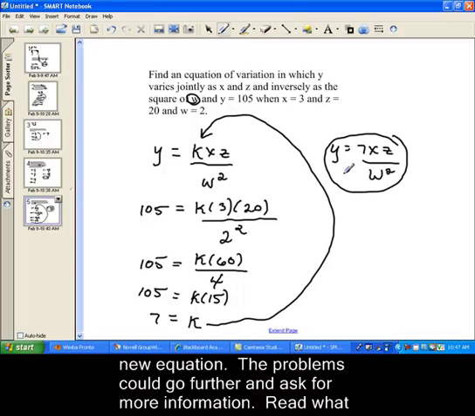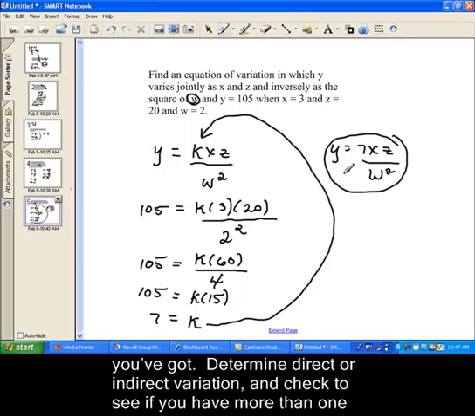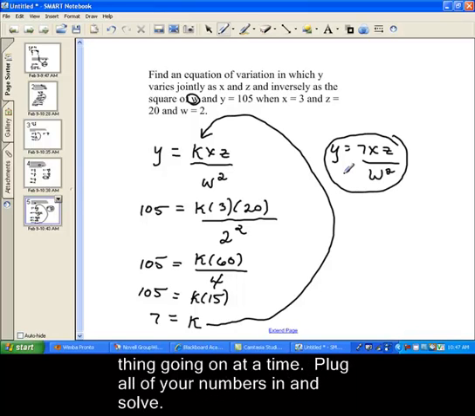So in these problems, it's just a matter of reading what you've got, determining whether you're doing direct variation or indirect variation, checking to see if you have more than one thing going on at the same time, plug in the numbers that they give you, and solve for the constant, and then plug the constant back into the original equation.